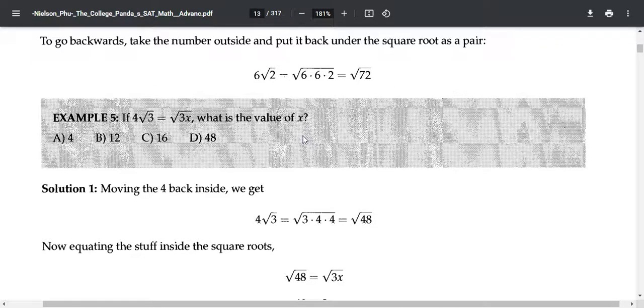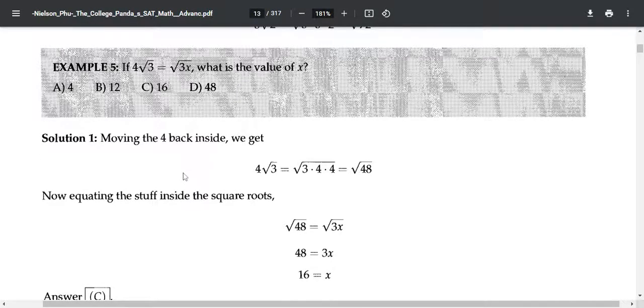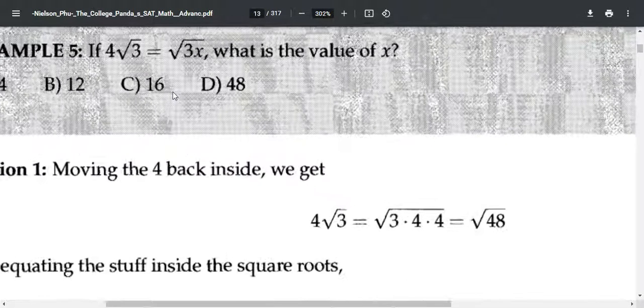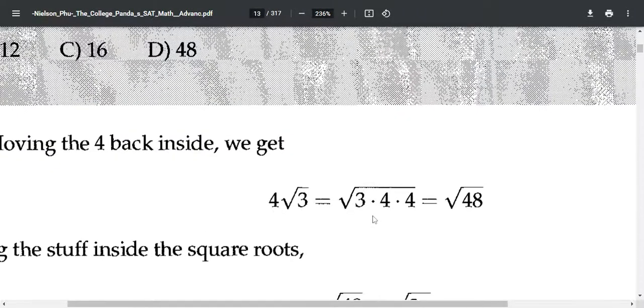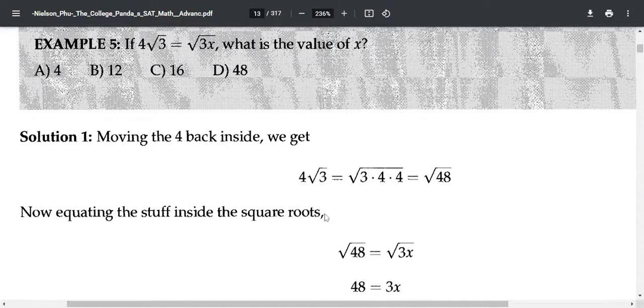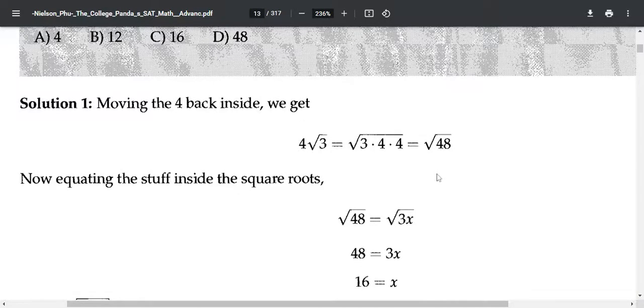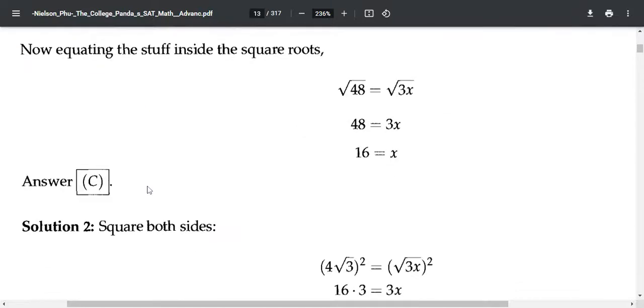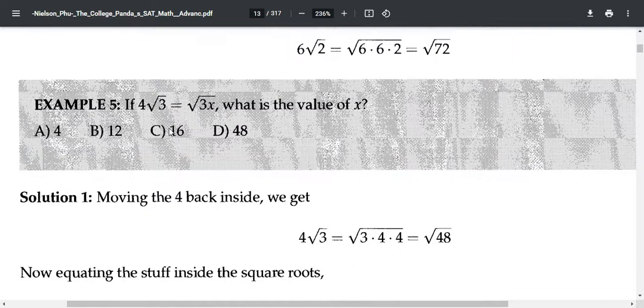Now 4 root 3 is equal to the square root of 3x. What is the value of x? Now moving the 4 back inside, 4 root 3 is equal to... as you can see, 4 can be written inside the square root. When it is inside the square root, it becomes 4 times 4, so it becomes 3 into 4 into 4, which is the square root of 48. So the square root of 48 is equal to the square root of 3x. Now you can square both sides. When we square both sides, it becomes 48 is equal to 3x, and x is equal to 16. 16 will be the correct option. So C will be the correct option here.